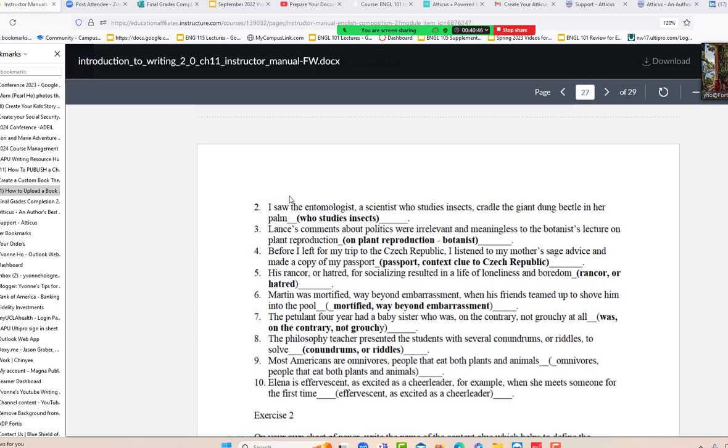Okay, so here you have other context words. I saw the entomologist. What's an entomologist? A scientist who studies insects. So then you know that this is a restatement of entomologist, because when you have a restatement context clue, usually you see two different commas. That tells you that is a restatement of a difficult word. It's also known as an appositive. So many different ways of telling.